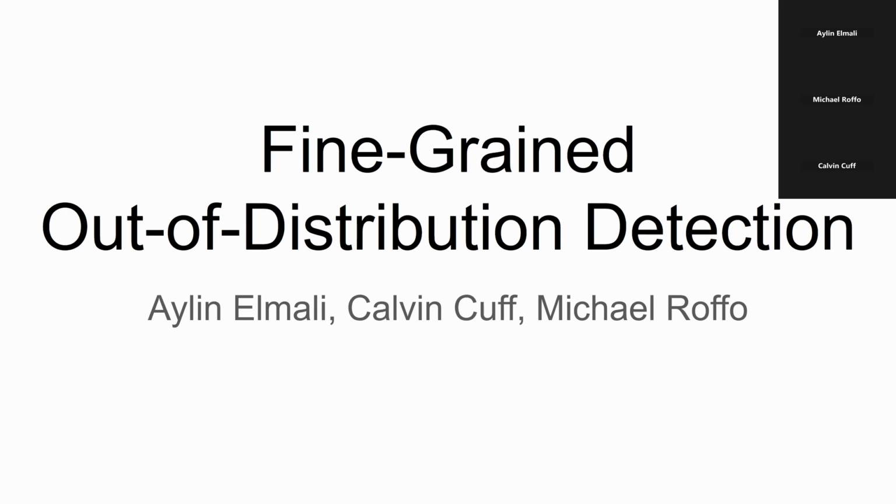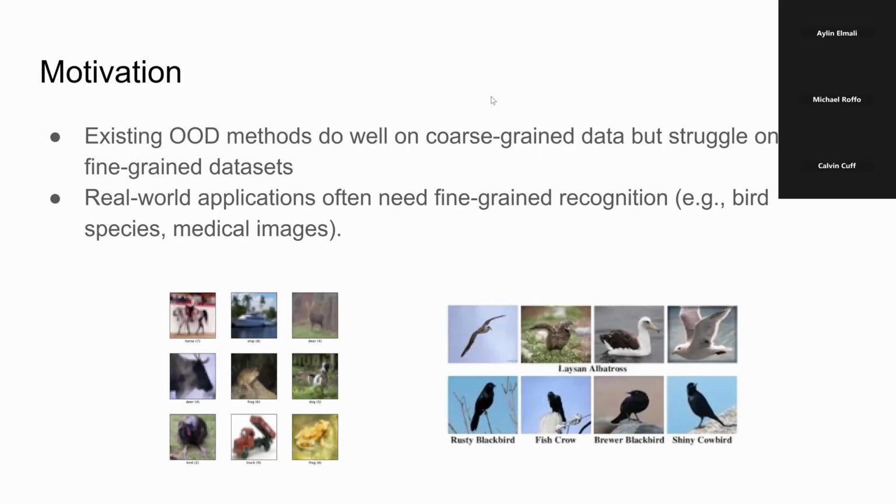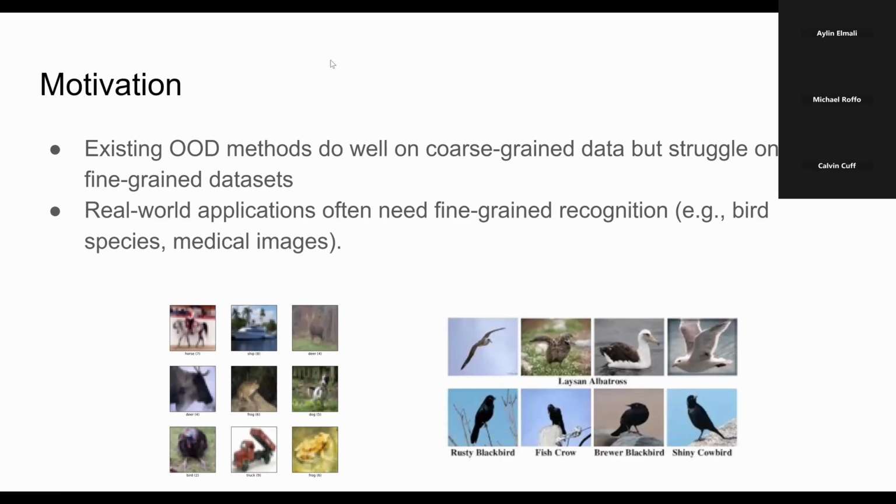Welcome to our final presentation, in which we explore fine-grained out-of-distribution detection. Next slide, please. OOD detection is the task of identifying when a model is given input that's unlike anything it saw during training. Many existing OOD methods perform well on coarse-grained datasets where there's a large semantic shift between in-distribution and out-of-distribution samples. But these same methods struggle to perform OOD detection when there's a fine-grained semantic shift between the open and closed sets, such as at the species level.